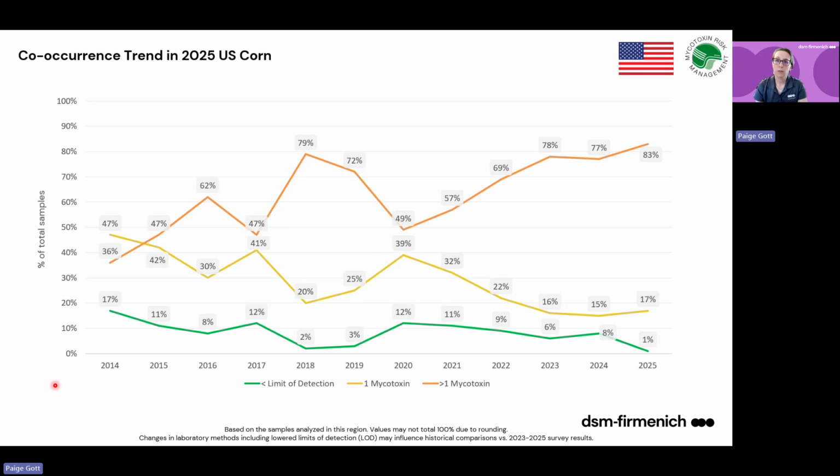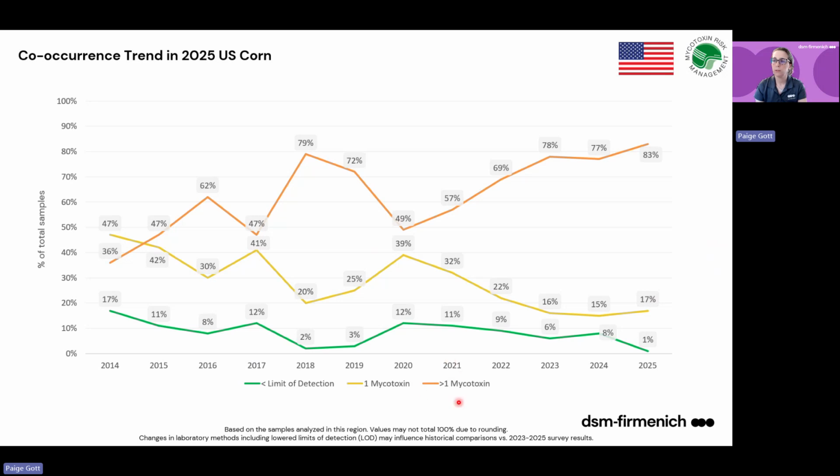When we look at the co-occurrence trends, the y-axis here represents the percent of total samples that are positive for the different categories. The green line represents samples that are below the limit of detection for all the mycotoxin metabolites they were screened for, which is 1% of our data set this year, down quite a bit from what we've seen in the past several years. Then our yellow line represents samples positive for just one type of mycotoxin, which you can see runs through the center of the graph. This year we have just 17% of samples positive for one type or one group of mycotoxins.